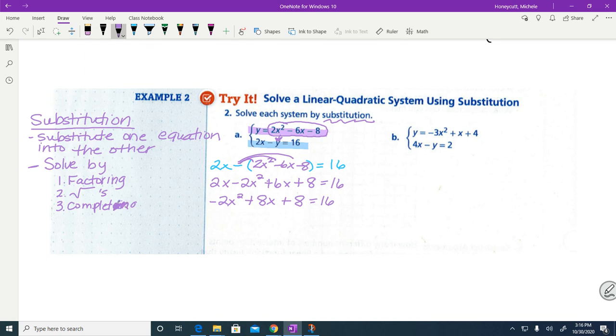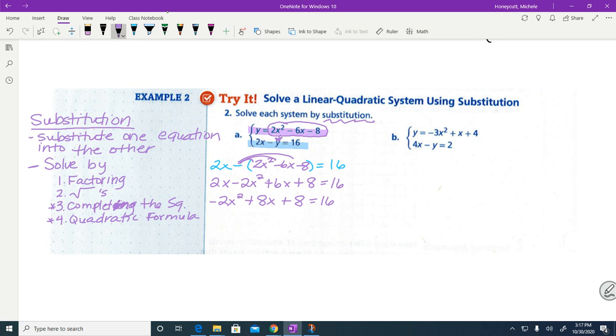Completing the square. Or we could do quadratic formula. Any of those methods are great as long as they work. And remember, the only methods that work all the time are completing the square and quadratic formula, but they might take longer. So I always tend to start with factoring first. I'm going to try factoring.